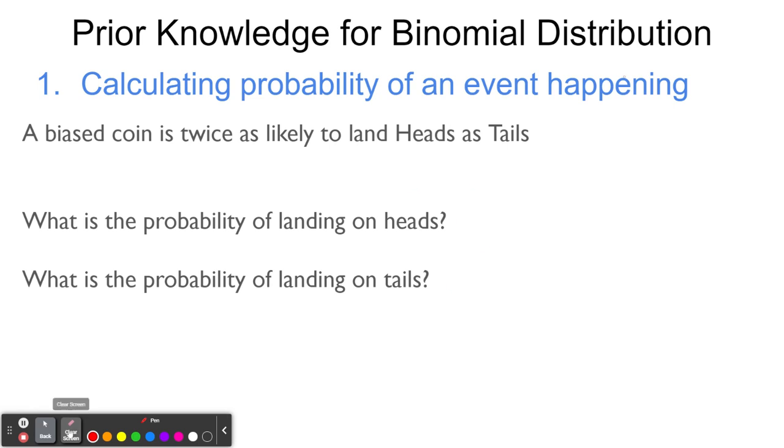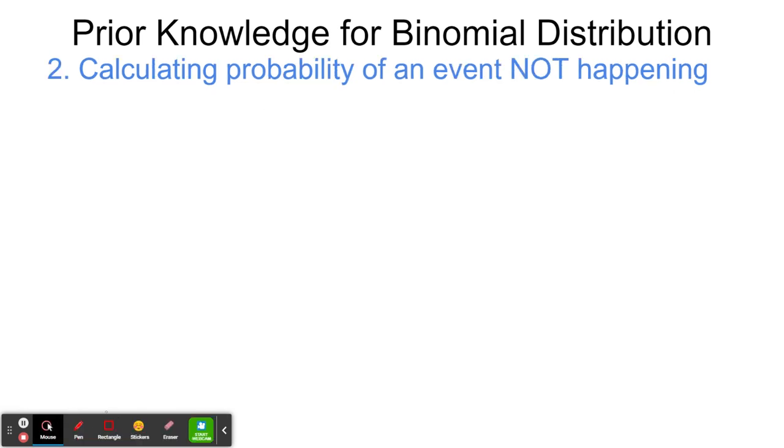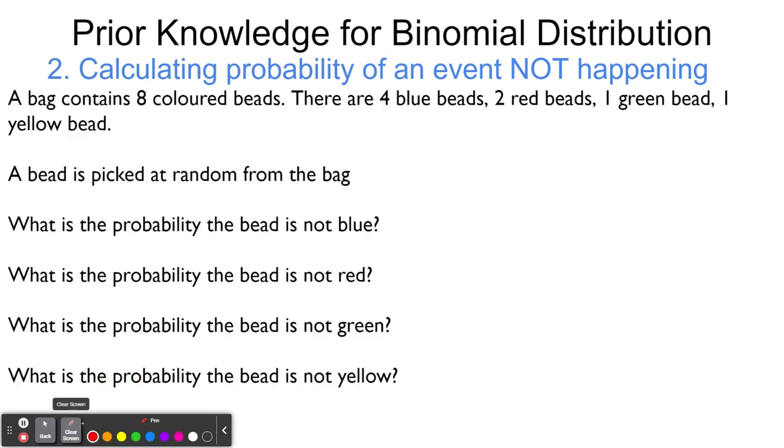The second part we need to be good at is calculating the probability of an event not happening. So to do this, we need to know that all probabilities have to total 1. And then we're going to take away the probability of the event happening away from 1 to find out the probability of the event not happening. So what's the probability of the bead not being blue? So we're going to do 1, subtract the probability that it is blue, which is 4/8. So 1 take away 4/8 leaves us with 4/8, and that can be cancelled down to 1/2.